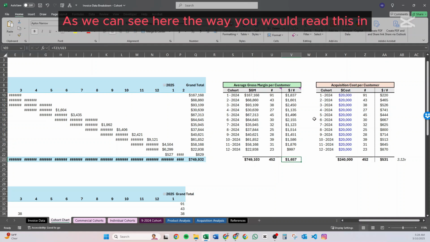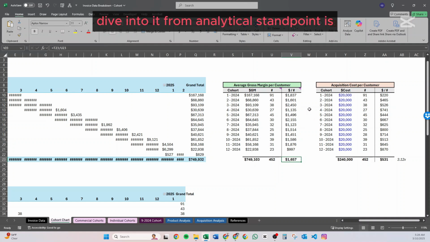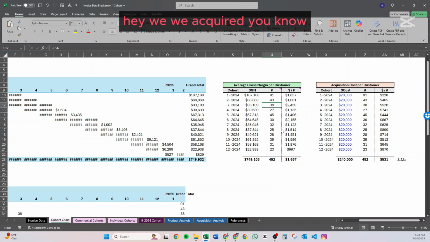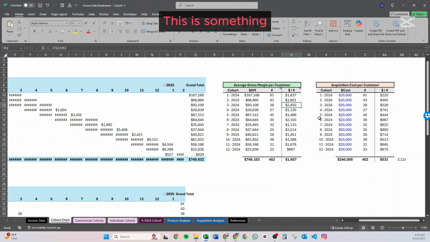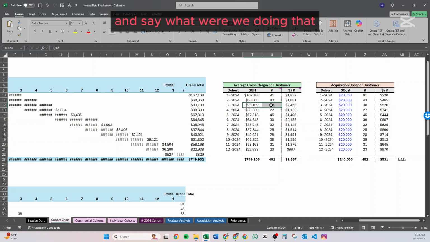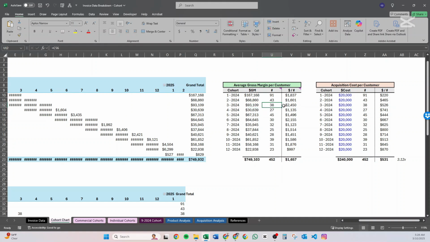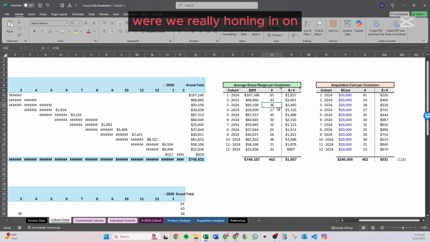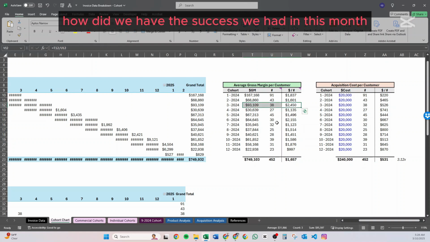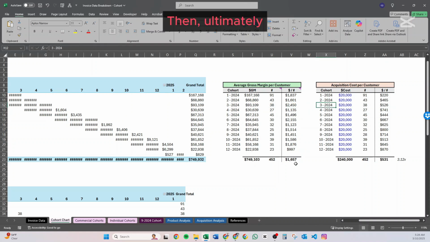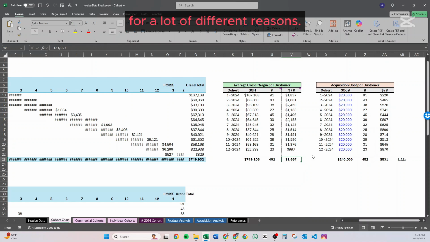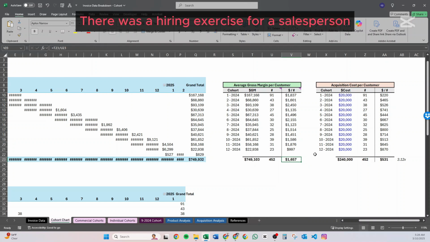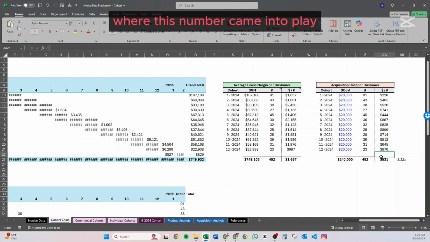And so the way you would read this, and the way you might dive into it from an analytical standpoint is, hey, we acquired, you can see this 2,400 is the highest one in these months. So maybe this is something for the sales team to go back to and say, what were we doing, what demographic of customer were we really honing in on? How did we have the success we had in this month so we can reproduce it, right? That might be one question that would come out of this. And then ultimately, getting an average is a really valuable number for owners to have for a lot of different reasons. There was a hiring exercise for a salesperson where this number came into play. Same thing here as well.